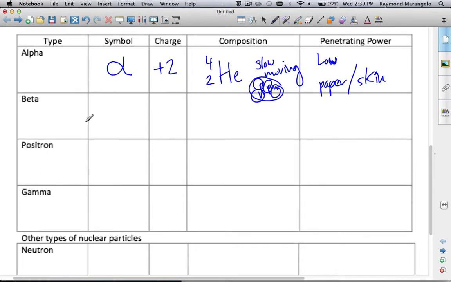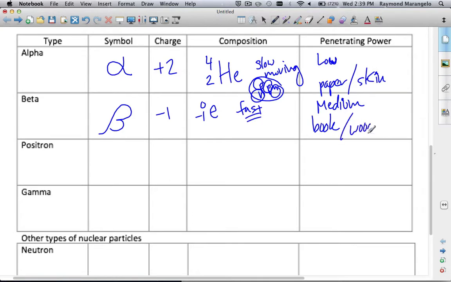Then you have beta. And the beta kind of looks like that. That's the symbol for beta. Beta has a charge of -1 because what it is, it's an electron. It's an electron, and it's going to be moving fast. And it has medium penetrating power. So its strength, as far as getting through something, is stronger than the alpha particle because it's moving faster and it's smaller as well. So you could go through maybe a book, or you could go through a piece of wood, things like that. Alright?